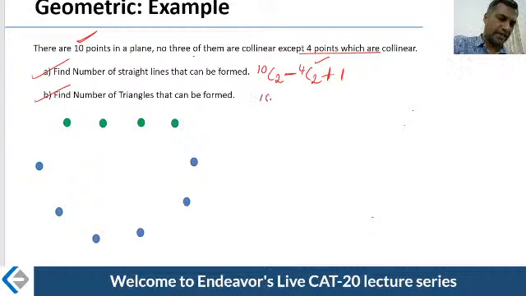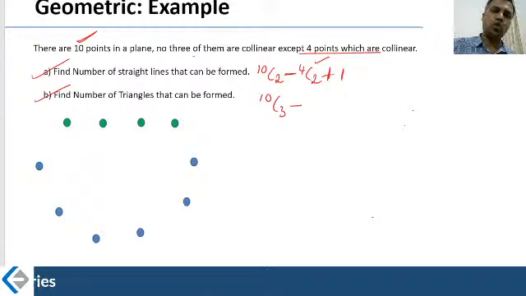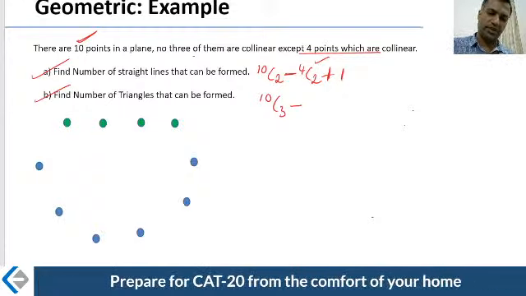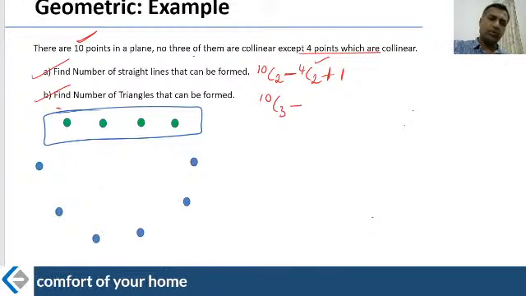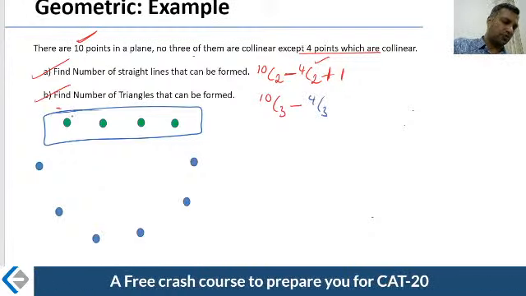Good. All right. Therefore, 10c3. What is 10c3? Assuming none of the 10 points are collinear, no 3 of the 10 points are collinear, you can write 10c3 triangles. But if you draw triangles using these 4 points, those won't be triangles. Therefore, minus 4c3. See, for example, assume you selected this point and this point and this point. How can you form a triangle using these points?